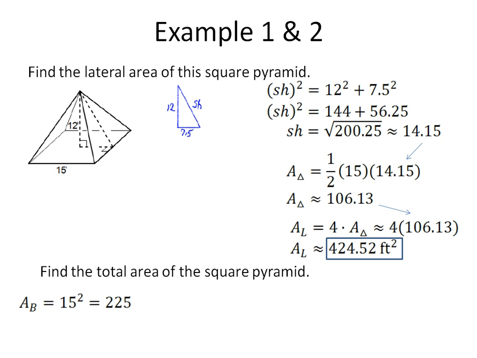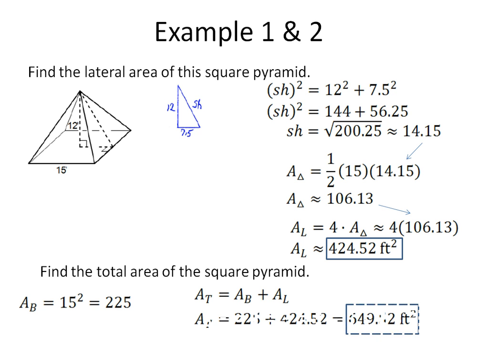Okay, so now we're ready to find the total area, which is simply the base area added to the lateral area. So this gives us the total area is equal to 225 from the base plus 424.52 from the lateral surfaces, which is equal to 649.52 square feet.